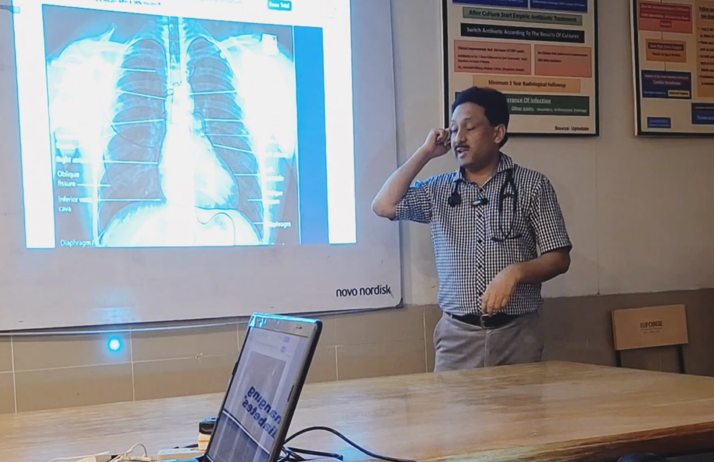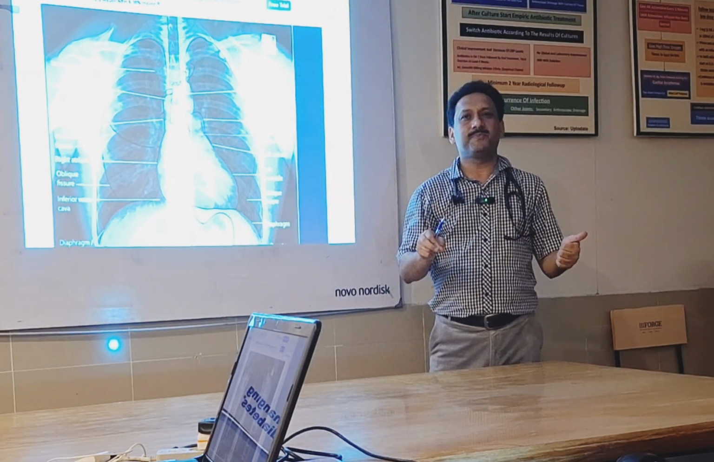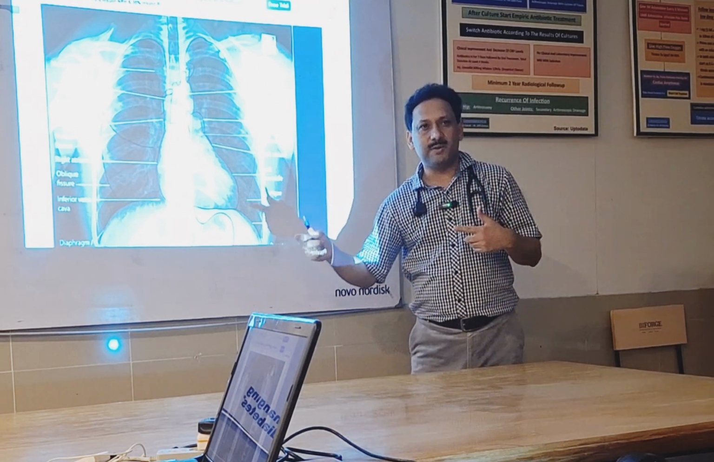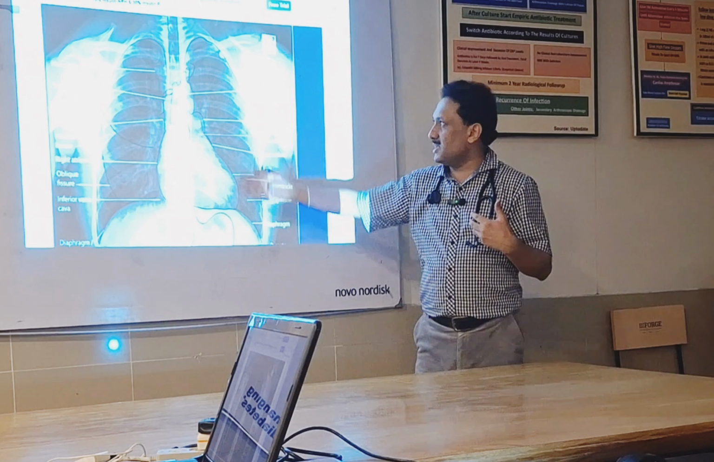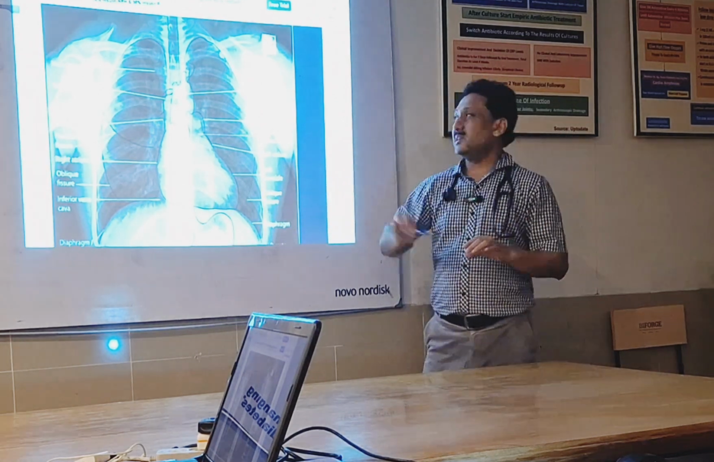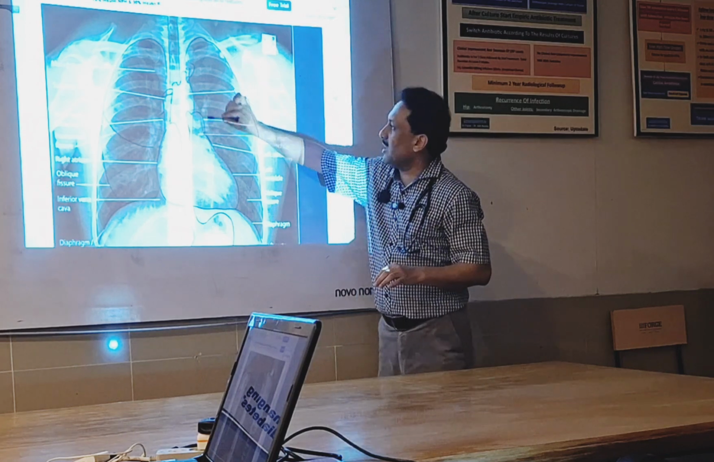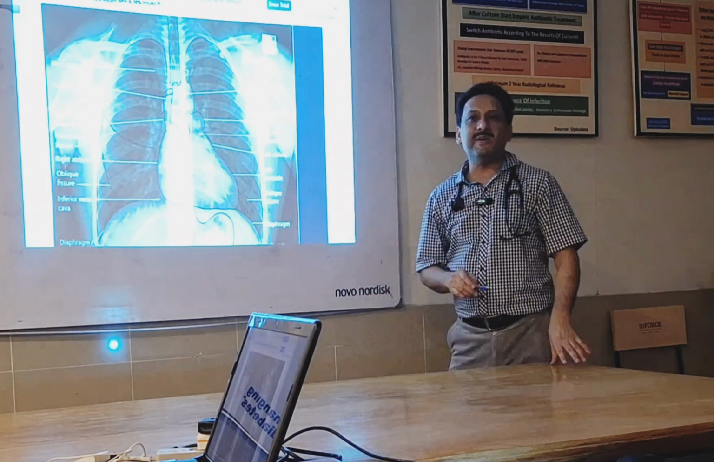And then the fourth point is view. View is, one is AP view and the second one is PA view. How will you come to know PA view and AP view after seeing these X-rays? In AP view, the scapula will be overlying the lung fields. Scapula will be overlying these areas. This is what we call AP view.